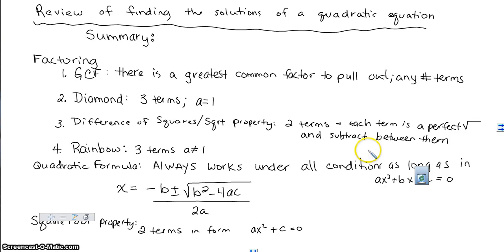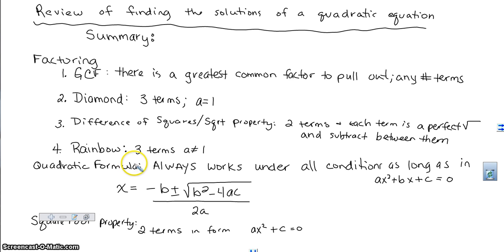Alright, today we're going to review finding the solutions of a quadratic equation. Here's a little summary that just has that we can factor, and we have 4 different types outlined with their conditions that we've gone over pretty extensively. And then we also have the quadratic formula.